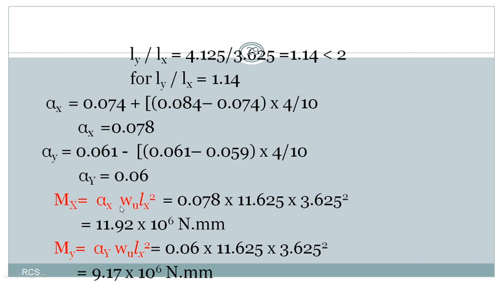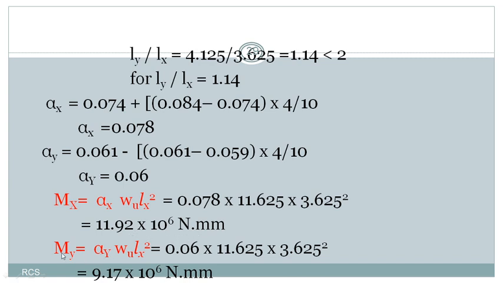Based on this, we have to calculate the bending moment values along the x direction, that is Mx equal to alpha x w Lx squared. Alpha x equal to 0.078 times w, which we have already calculated as 11.625, times Lx, 3.625 squared. If you multiply all those values, we get the maximum bending moment along the x direction as 11.92 times 10 power 6 N mm.